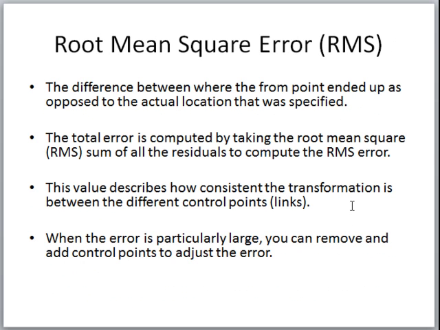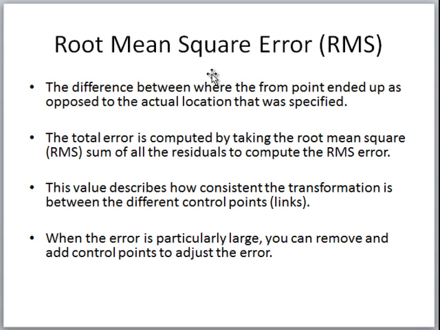So when you put in that fourth control point and you get an error, it's referred to as a root mean square error. This is the difference between where the point ended up as opposed to the actual location that was specified. A lot of people look at the root mean square error and they think it's the error on the ground of your data. It's not the error on the ground. It's the difference in where you click and where the software is able to position it based on your other links.